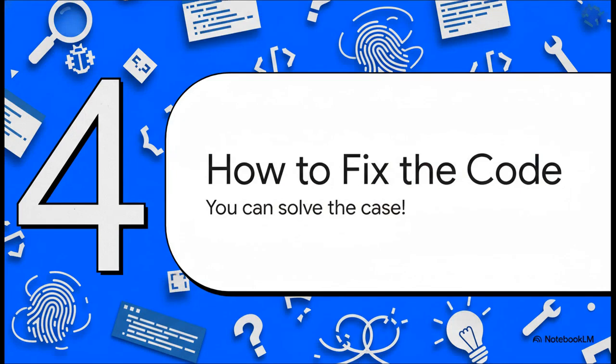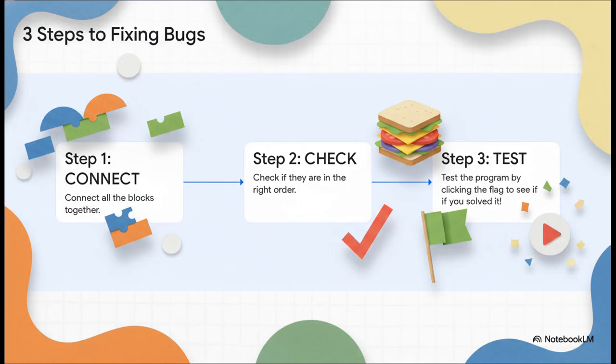All right, detective, you've found the clues. Now it's time to solve the case. Let's talk about how to fix these bugs once you've spotted them. Fixing bugs is as easy as 1, 2, 3. First, make sure all your blocks are snapped together, no floaters. Second, read your blocks from top to bottom and check that they're in an order that makes sense. And third, the fun part, test your program by clicking that green flag to see if you solved it.